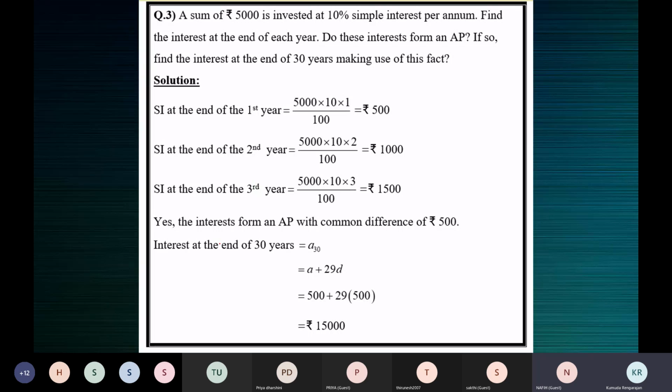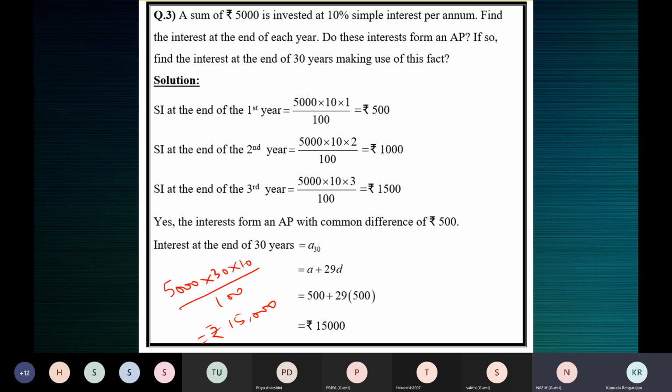You will get the same thing using the formula. When you do PTR by 100, principal 5,000 into time 30 years into rate 10% by 100, and work this out, you'll get the same answer, rupees 15,000, that we're getting using AP, A30, the interest at the end of 30 years.